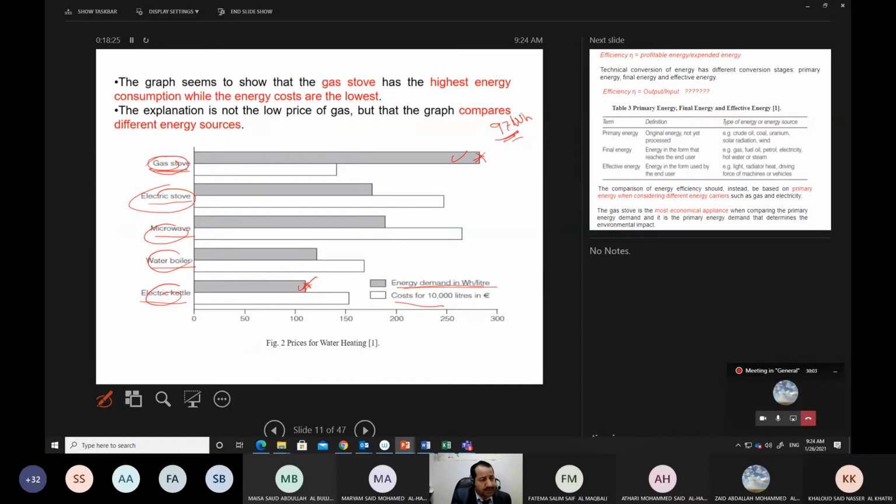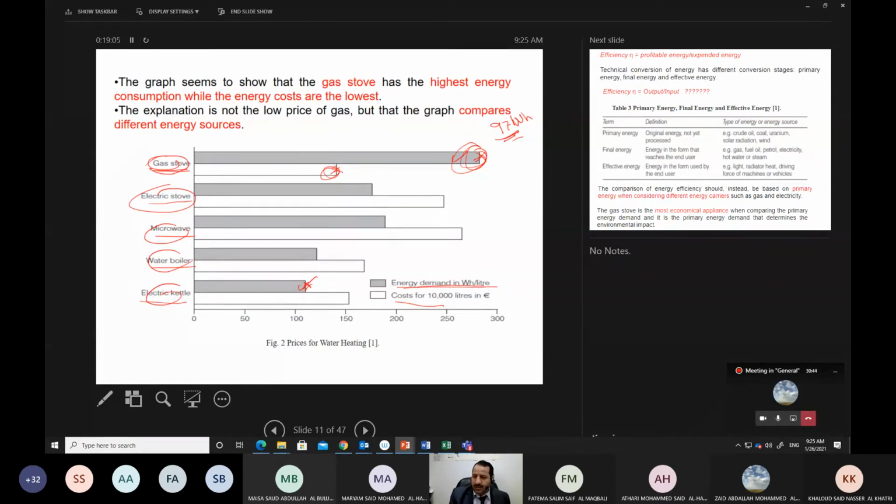Another point: if we look at the cost, we will find that the cost of the gas stove is the lowest. You see here, I'm using more energy, but the cost is low. You got it? It doesn't mean that if I use more energy, the cost will be high. No. Here I'm using more energy, but the cost is low. This needs to be considered. Cost is an issue here. It's not enough to say only efficiency is my target. No, look also at the cost.